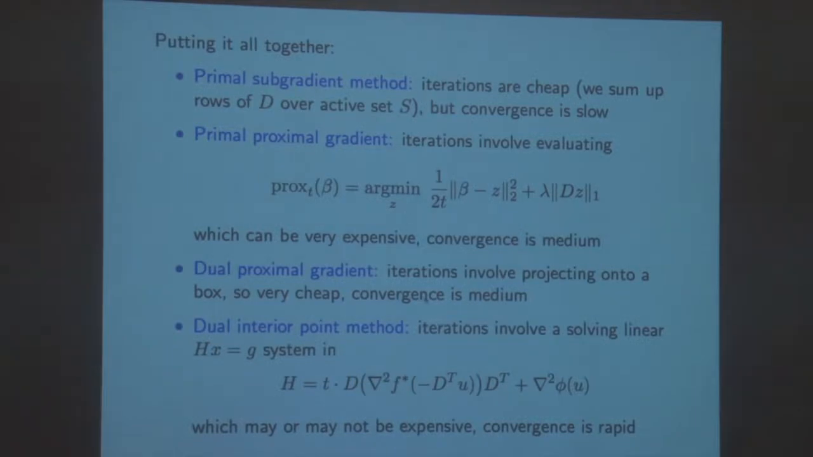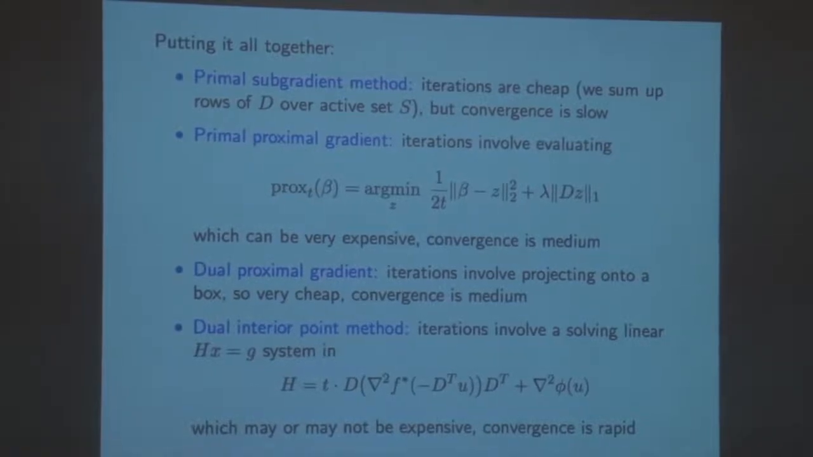Dual proximal gradient is very cheap. Its iterations involve projecting onto a box, but the convergence we know is kind of medium. It's a first order method. And the dual interior point method has rapid convergence if we can solve the linear systems efficiently, and that depends basically on the conjugate loss and D. So that's the summary.